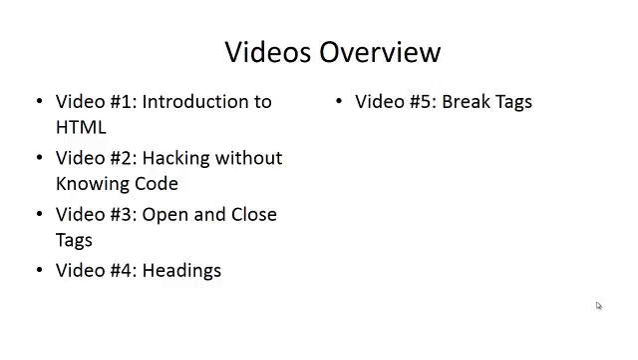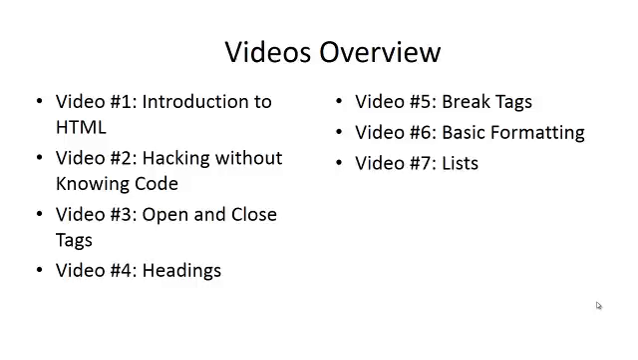Video number 5, we're going to talk about break tags. Break tags allow you to break sentences up so that you have white space in between. This is also good for creating white space between images and everything like that. Video number 6, we're going to talk about basic formatting: underlining, bolding, italicizing, things like that you are going to run into. Video number 7, we're going to talk about lists, unordered lists and ordered lists. How do you create these types of lists? Because this is something that you're going to want to do.